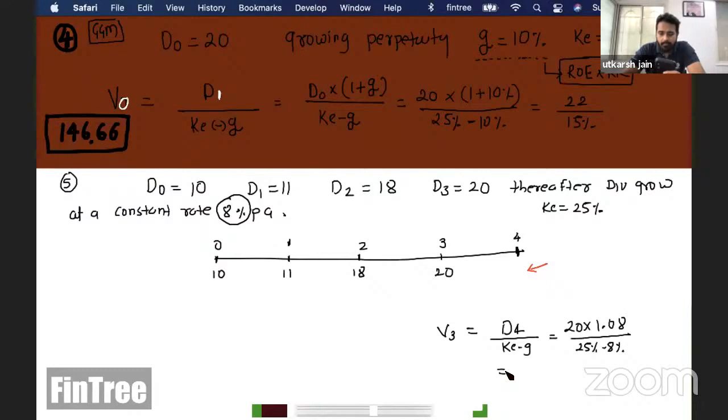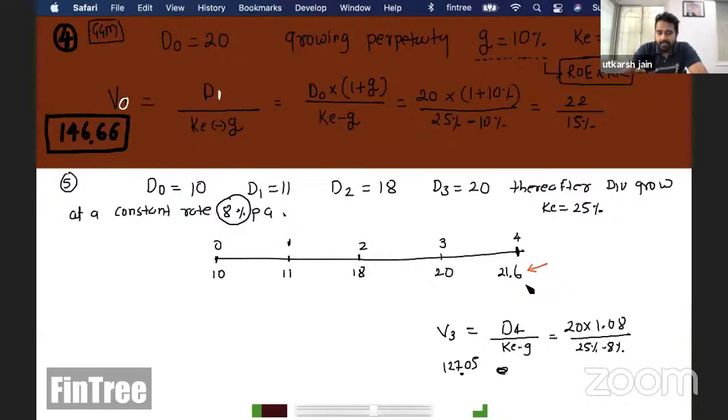So that number would have been 20 into 1.08 divided by 0.17, that is 17 percent. Come on, help me with the number, please. It would be 127.05, right? 127.05. Let me repeat that calculation one more time for you. 20 into 1.08. So when I do that, numerator becomes 21.6. Numerator is 21.6.